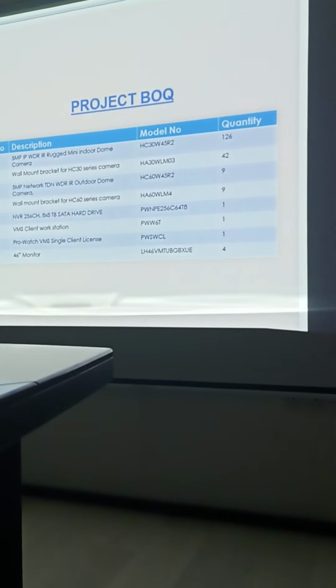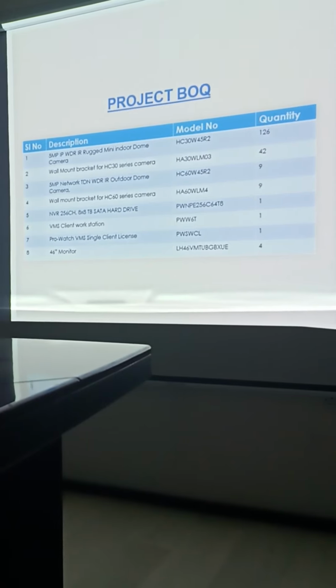So this NVR 256 channel means you can connect 256 cameras maximum. Yeah, maximum. So did you make some spare? Yeah, 20% more. See, if you see, total cameras are almost 180 something. So you have a spare for it. Yeah, we have spare. All parcels should have a spare.